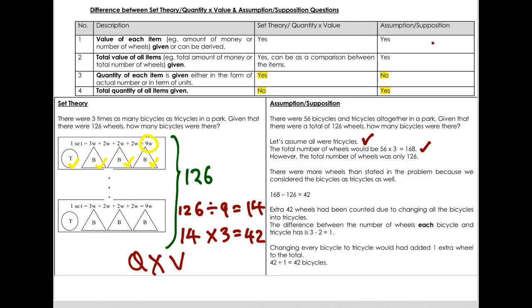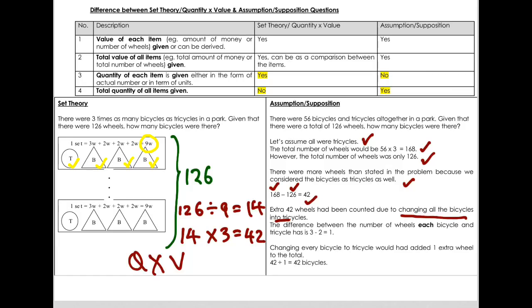However, my total number of wheels was only 126. So there were actually more wheels than stated in the problem because we considered all the bicycles as tricycles as well. So you take the assumed value minus the actual value to find out that an extra 42 wheels has been counted due to changing all the bicycles into tricycles.